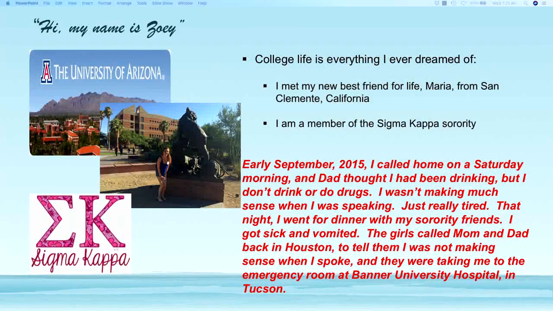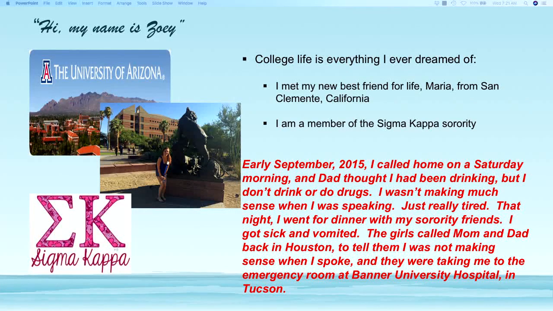College life is everything I ever dreamed of. I met my new best friend, Mariah, from San Clemente, California, and I'm a member of Sigma Kappa sorority. Early in September of 2015, I called home on a Saturday morning, and my dad thought I had been drinking. But I don't do drugs, and I don't drink. I wasn't making much sense when I was speaking, it seemed like I was very, very tired.